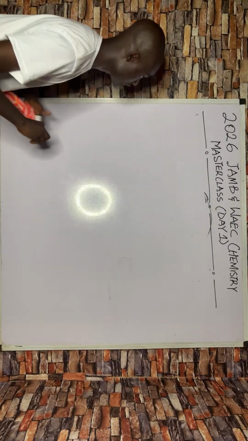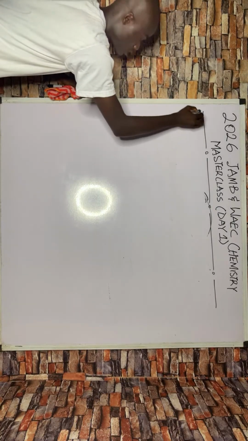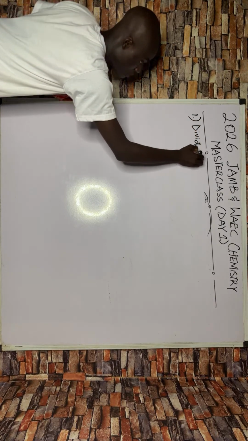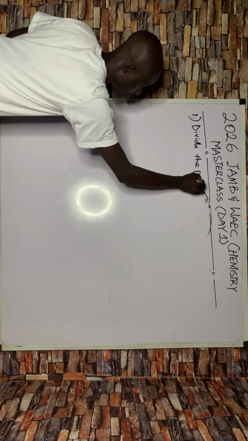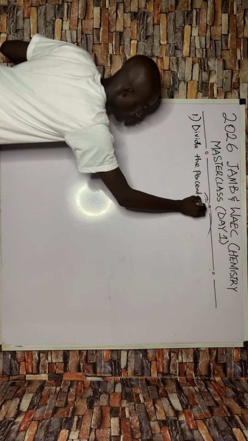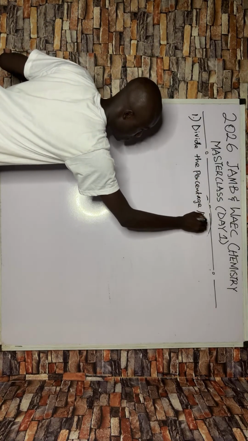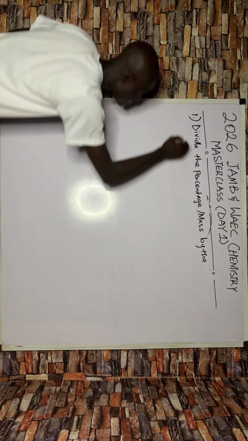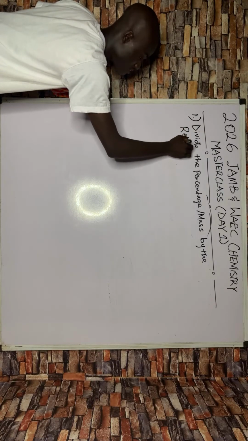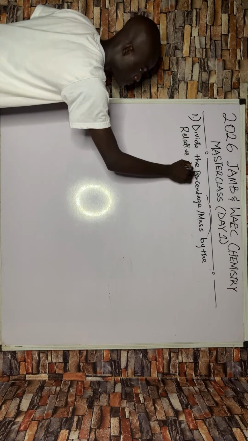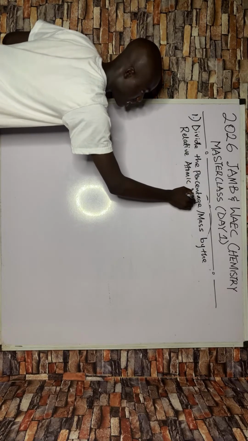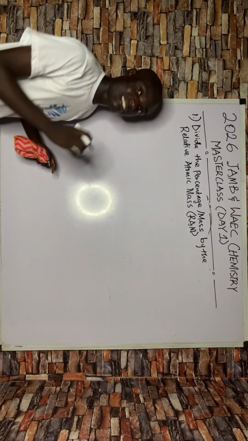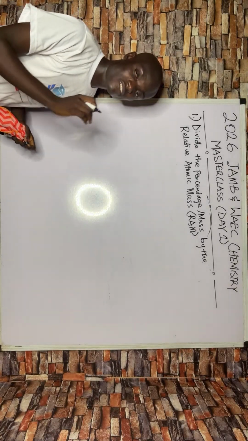So there are various steps. So we'll take the steps one after the other. So the first step is that you will divide the percentage of the element. So we are going to divide the percentage, or in most cases the mass, by what we call the relative atomic mass. And we usually call it ROAM. So in your exam, you could see ROAM. That ROAM there means relative atomic mass.